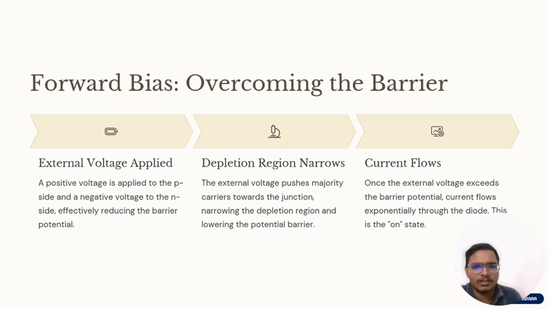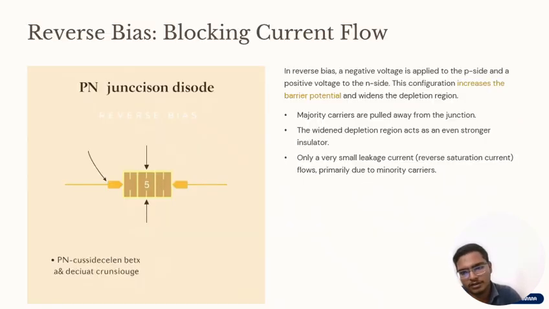Depletion region. The external voltage pushes majority carriers toward the junction, narrowing the depletion region and lowering the potential barrier. As we discussed previously, due to the flowing of the electrons and the holes, the depletion region decreases greatly, and so it causes the current flow. Current flows: once the external voltage exceeds the barrier potential, current flows exponentially through the diode. This is the on state.